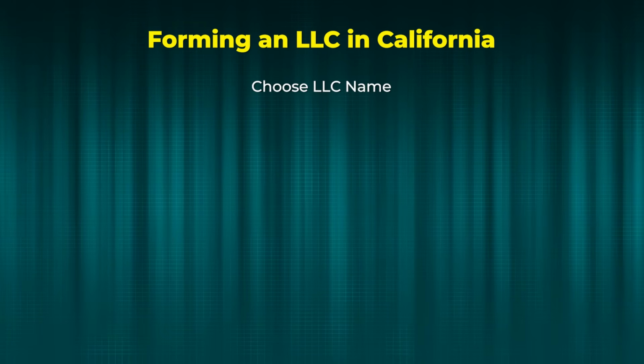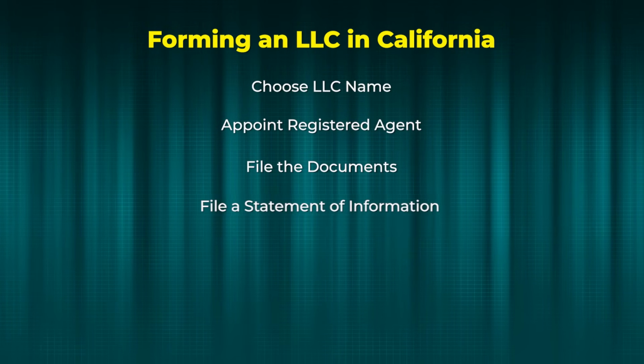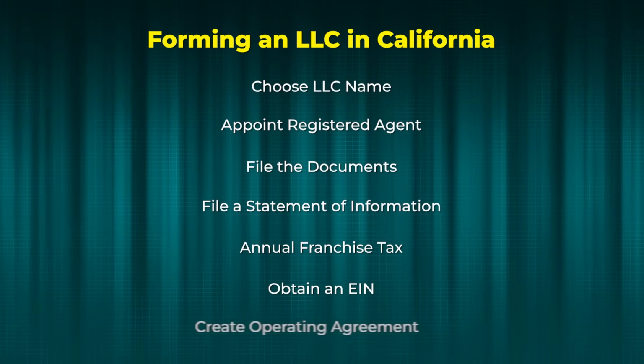Starting an LLC in California may seem complicated at first, but once you break the process down into steps, it becomes much easier to understand. In most cases, you'll need to choose a business name, appoint a registered agent, file the articles of organization, submit your statement of information, pay the franchise tax, get an EIN, and create an operating agreement. Once those steps are completed, your LLC will be officially registered and ready to operate.